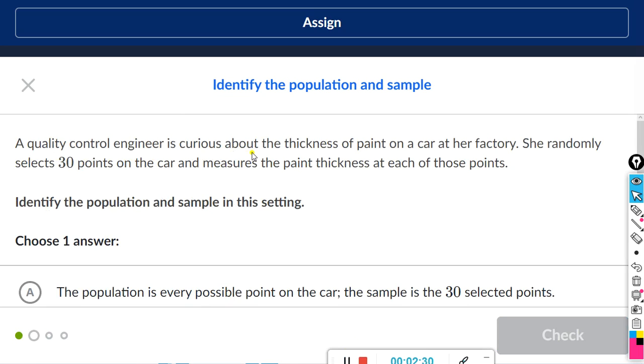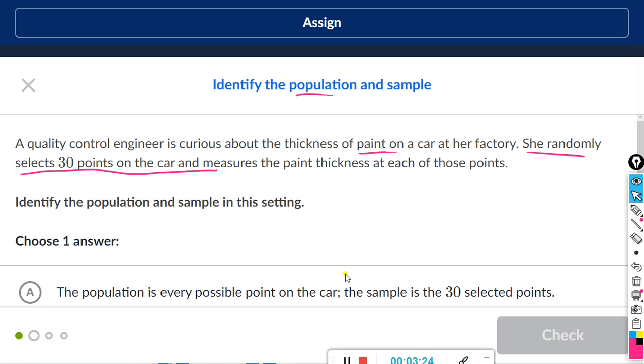A quality control engineer is curious about the thickness of paint on a car at her factory. She randomly selects 30 points on the car and measures the paint thickness at each of those points. All right, let's see. So she's selecting from, let me see. All right, I think she's selecting from points on the car. That would be the population, points on the car. And she randomly selects 30 points. So I think that would be the sample. All right, the 30 points on the car is the sample, and any point on the car in general where there's paint is going to be the population.